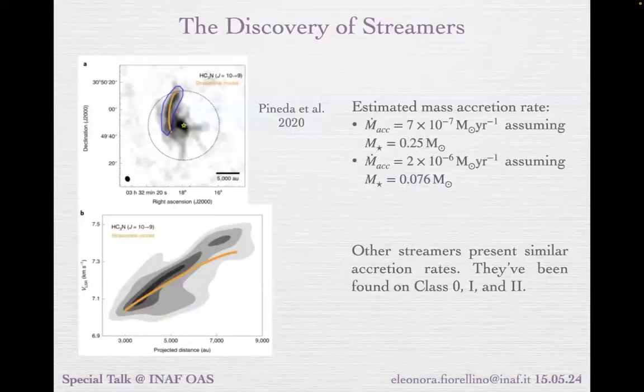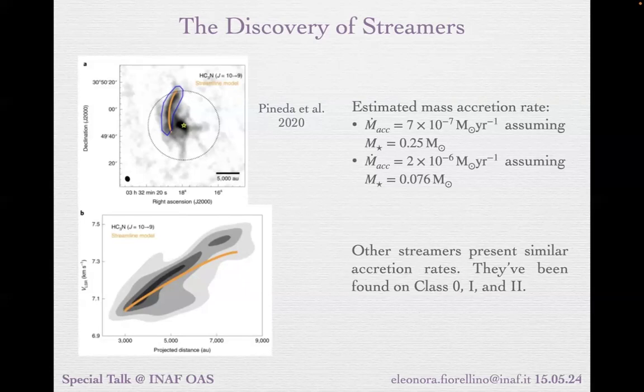This is the last slide because, to complicate this whole picture, there is a discovery made by Jaime Pineda et al. in 2020, who found so-called streamers. So, material coming from the envelope, not passing through the disk, but coming directly to the central objects.